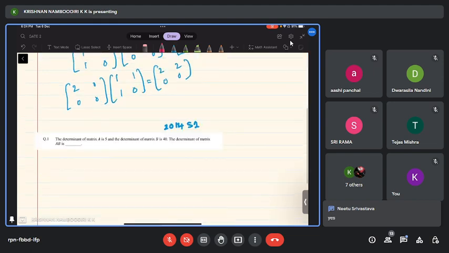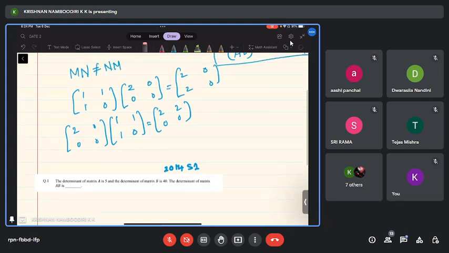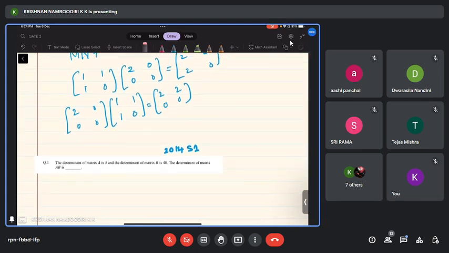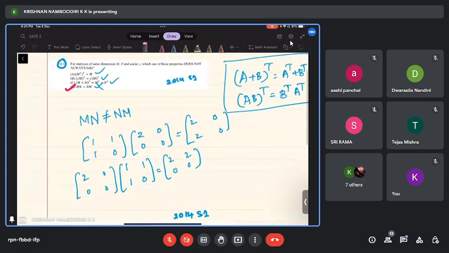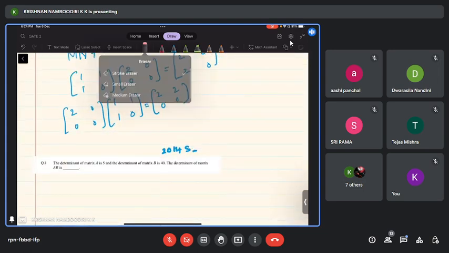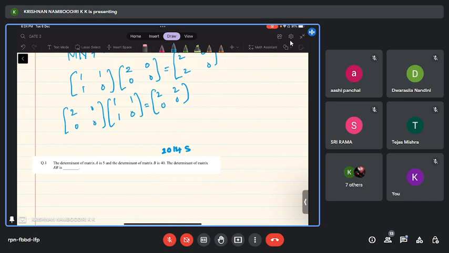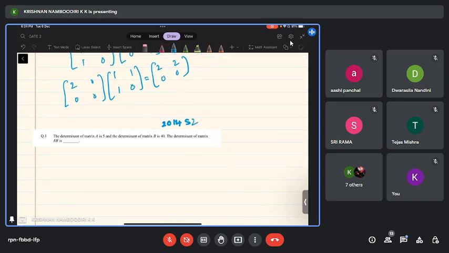Yeah, great. So now the question is, I hope you can see this is 2014. I think this is from set 2. This question is from set 2, not from set 1. Okay, yeah. So now the question is like this. The determinant of matrix A is 5 and the determinant of matrix B is 40. The determinant of matrix AB is? So determinant of A is given as 5 and determinant of B is given as 40.